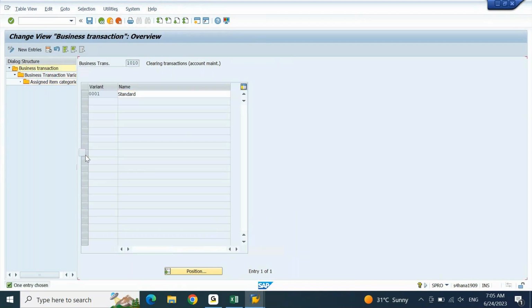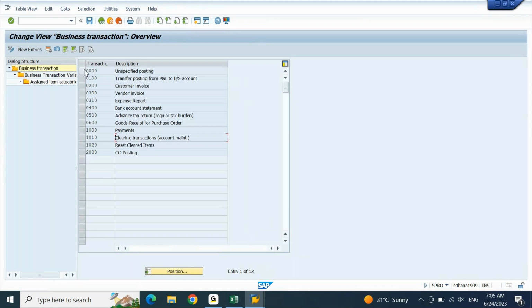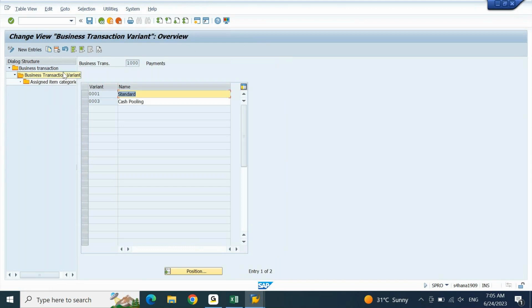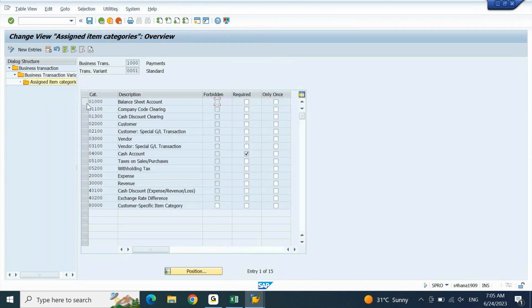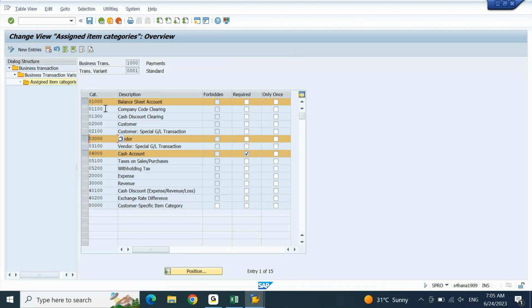Next one, in 1000, payment 001, assigned item categories. Here also cash account is there, which is mandatory. We have given it. Balance sheet account is also there. Vendor account is also there. So all three are present. It has to split the entry with this also. With 1000 also it should have split. With 1010 also it should have split.